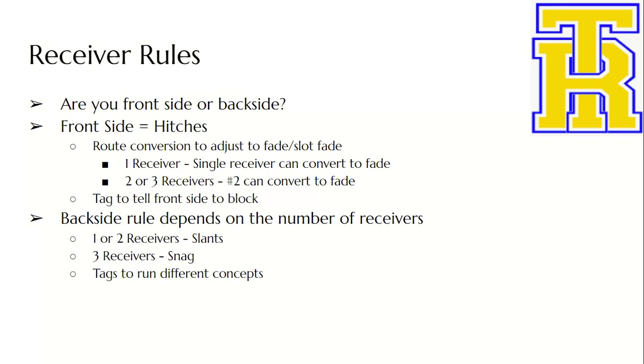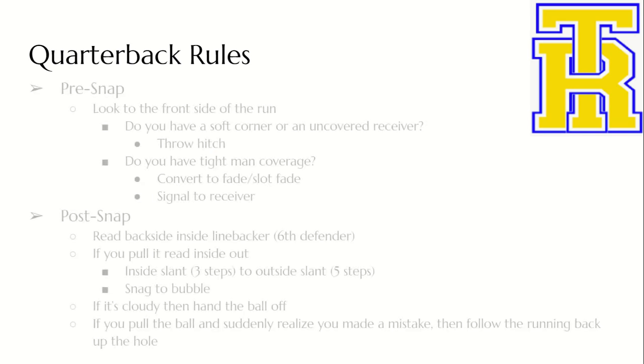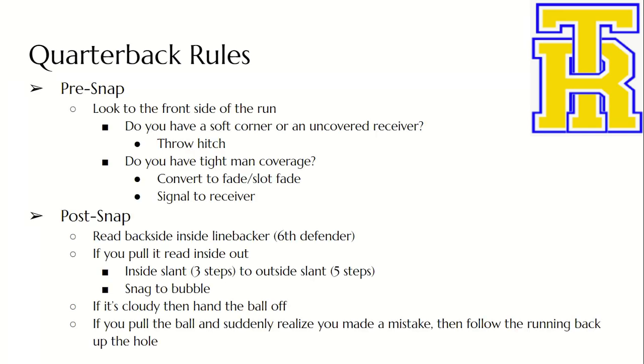Now, for our quarterback, even though there's a lot of stuff going on, it's a very simple read. So here are our rules for our quarterback. First thing we're going to look at is pre-snap. We're going to look at the front side of the concept. The first thing we're looking for is, do we have a soft corner or do we have an uncovered receiver? I'm just looking for grass. And if we have grass, we're going to go ahead and throw that hitch.